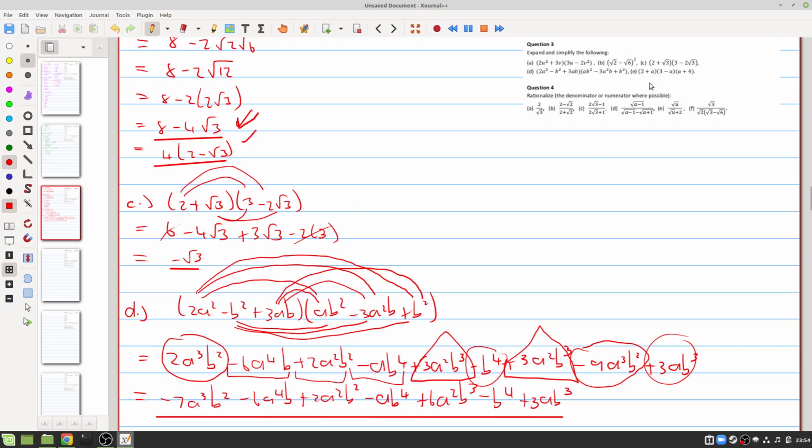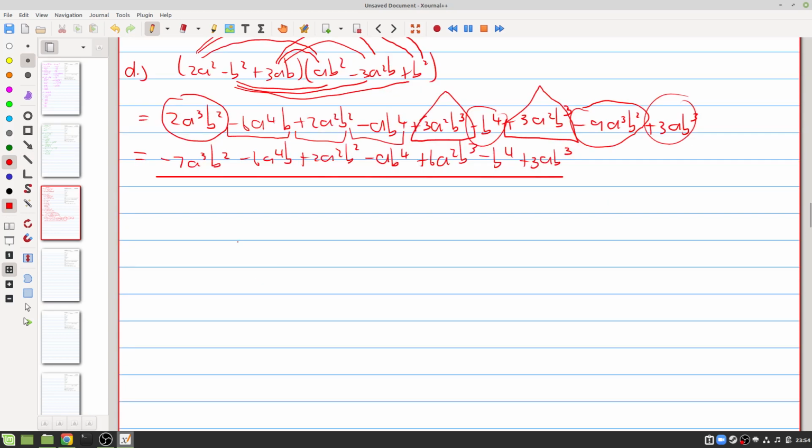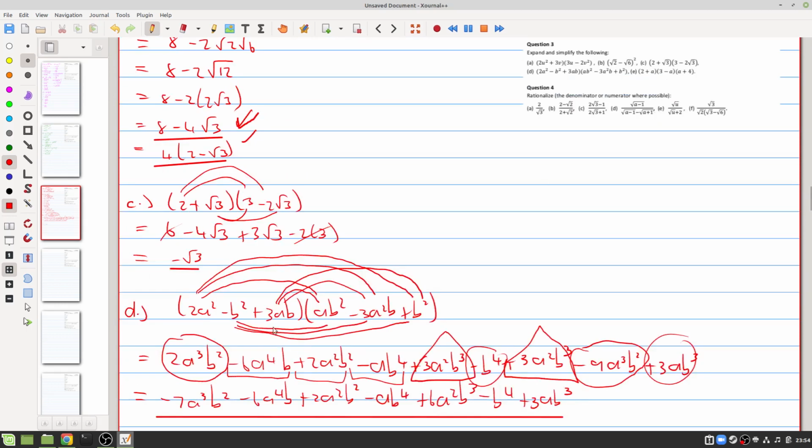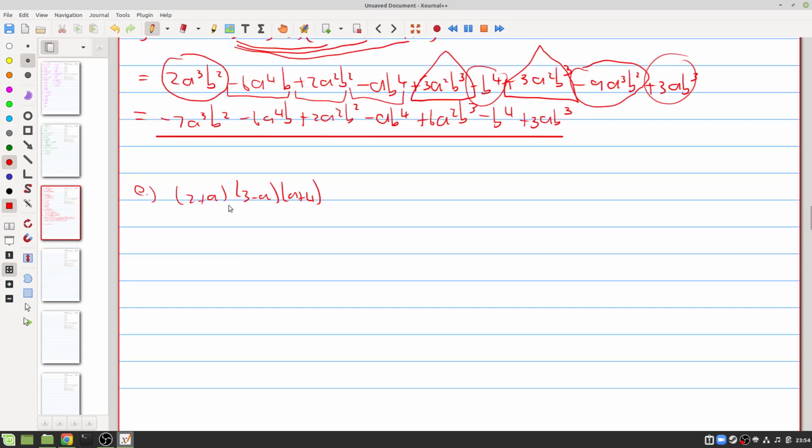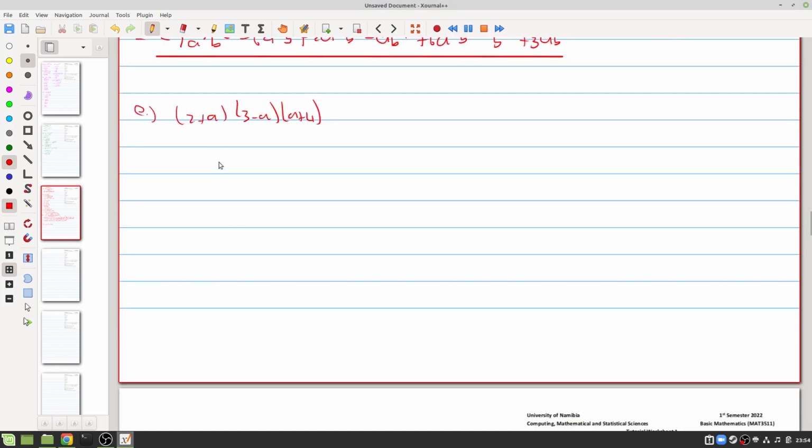Okay, so E, we've got 2 plus a, 3 minus a, and a plus 4. Okay, so we've got 3 different brackets. So basically what you want to do is multiply any 2 brackets first and then multiply that answer with the remaining bracket. So it doesn't matter which 2 brackets you do first. I'm going to do the first 2 first. So I'm first going to do these 2.